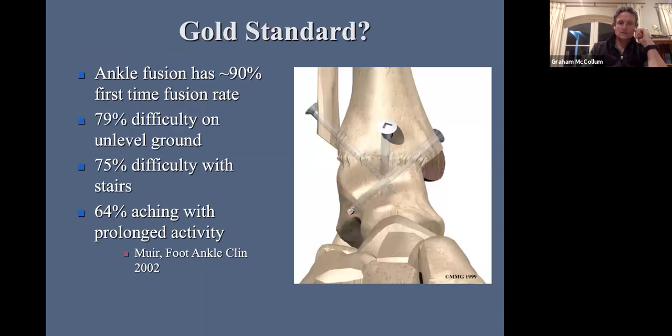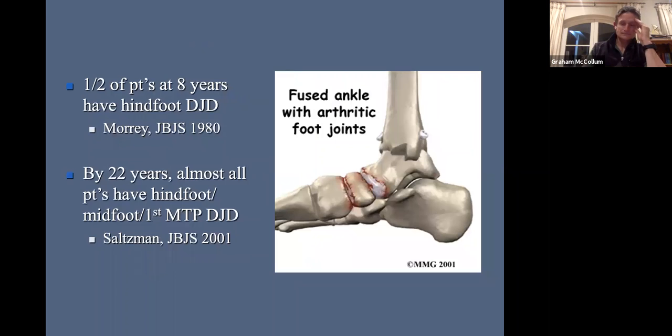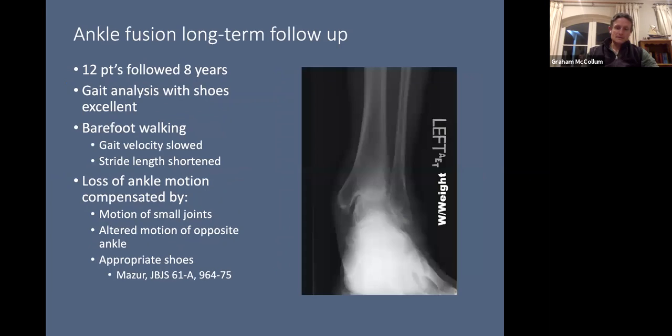The ankle fusion is certainly the gold standard of degenerate ankle arthritis, but not everyone's very happy with this, with at least 80% complaining of difficulty walking on uneven ground, climbing stairs. At least half of patients at 10-year, 8-year follow-up have degenerate joint disease in some of the other joints, the talonavicular joint and the midfoot joints as well. So it's certainly not without its compromises, but it's at least quite safe to perform at the time.